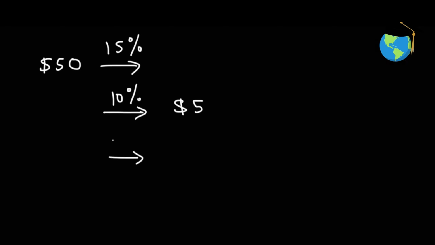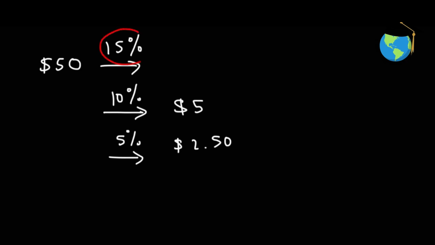If 10% is $5, what's 5%? Well, we know that 5% is half of 10%. So 5% has to be half of $5. Half of $5 is $2.50.